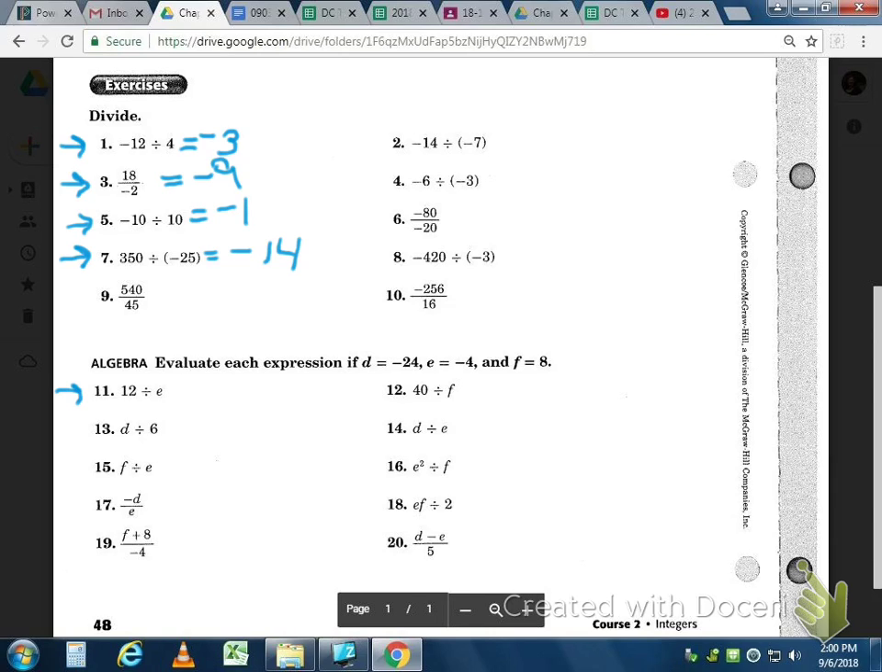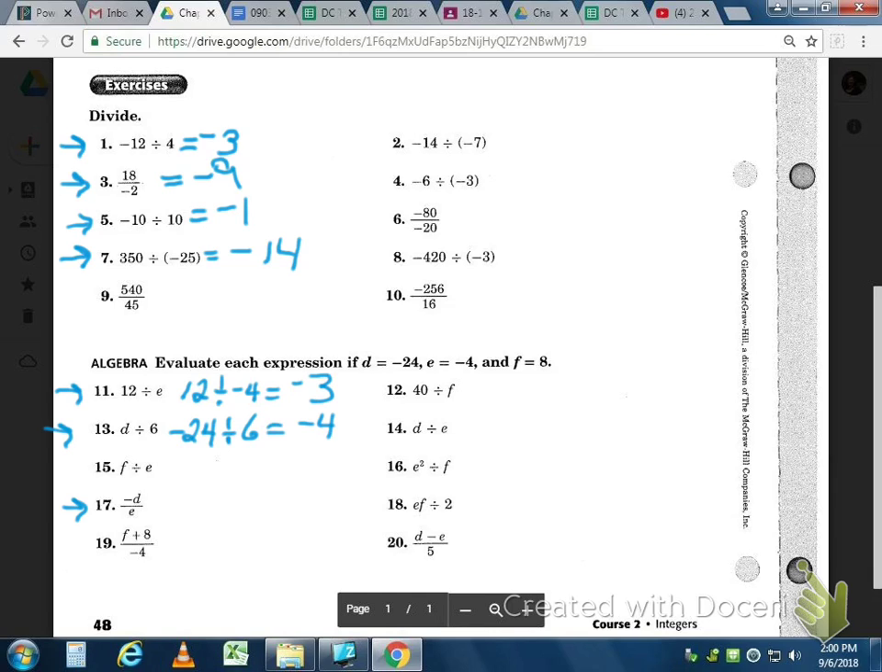Evaluate each expression. D is negative 24, E is negative 4, and F is 8. So we're going to look at number 11. Caden, have you already gotten a ticket? Okay, Caden, we need 12 divided by E, which really means 12 divided by what? Negative 4, which should be negative 3. Okay, number 13, D divided by 6. Brennan, what's that really going to be? Negative 24 divided by 6, what would that be? Negative 4.